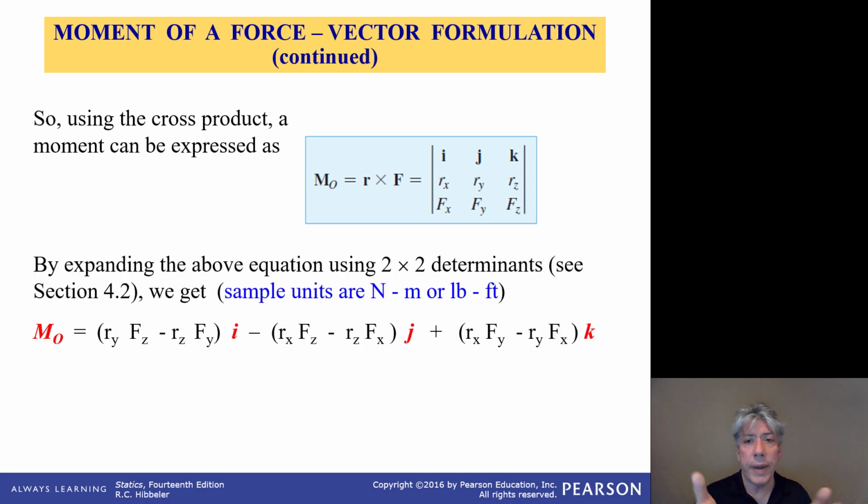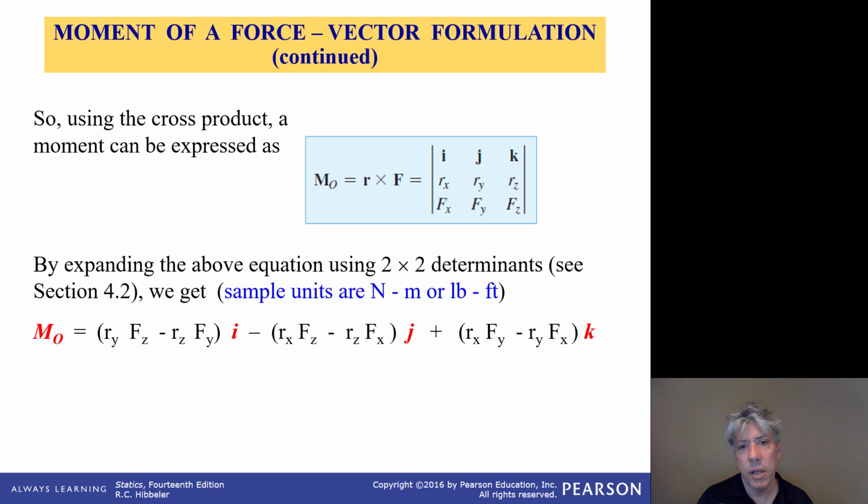So again, expanding this equation by using 2x2 determinants, using the method that I showed you earlier, this is how it would expand out. We'd have Ry times Fz minus Rz times Fy in the I direction. That's the I direction component of the moment, the resultant moment. And sometimes it'll be 0, sometimes it won't. Same with J and K. And then you can read the rest of the equation.